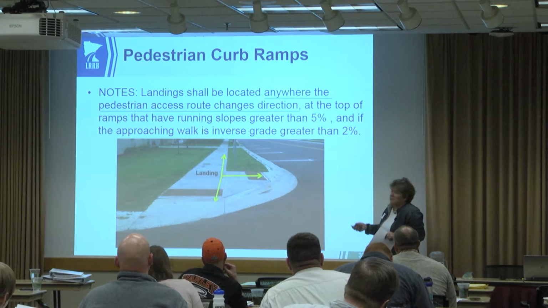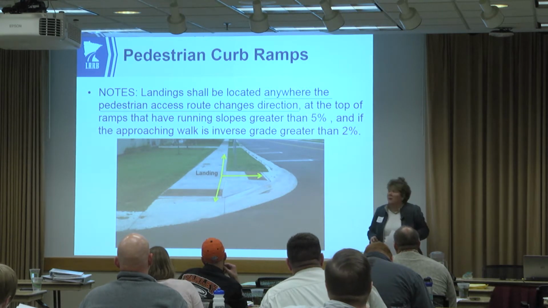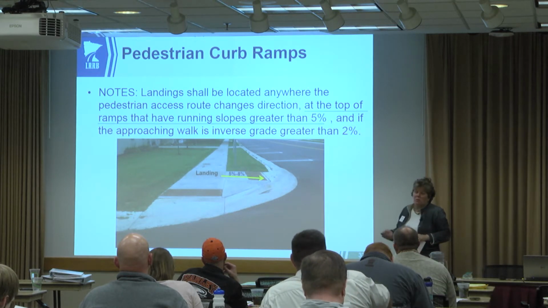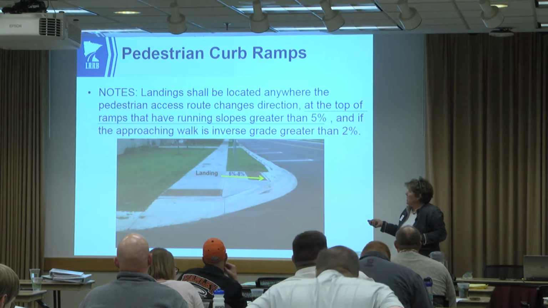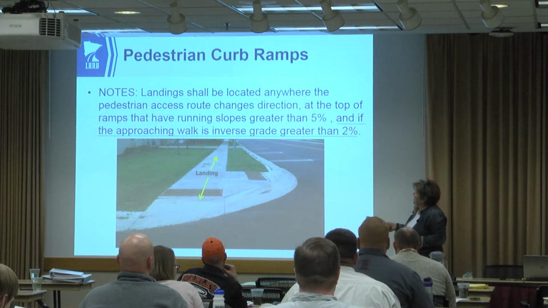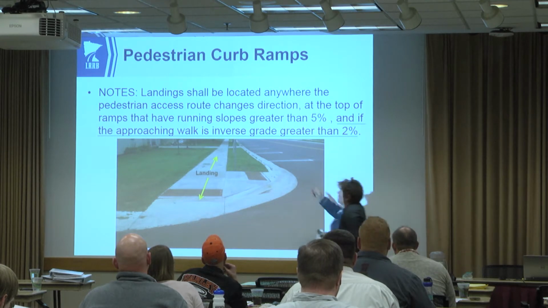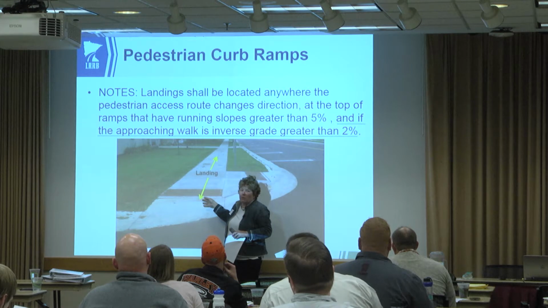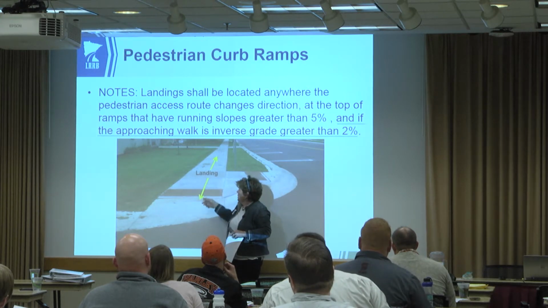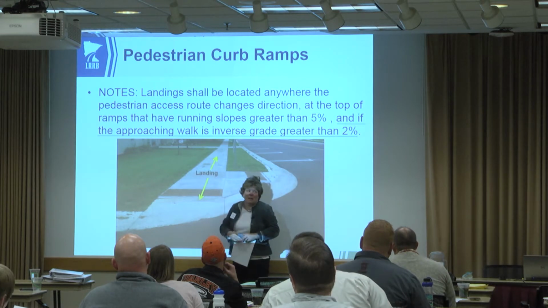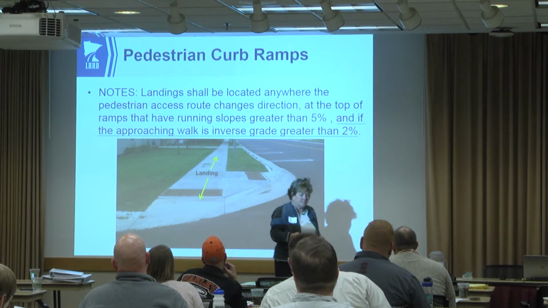The landing has to be relatively flat. It cannot have a cross slope greater than 2%. It's placed where there's a change in direction, or the slope is greater than 5%. And it's also required if you have an inverse grade greater than 2%. So this is meant to show slope direction. So if you're coming up and you hit a 2% in the other direction, you also need a landing to take out that grade break.